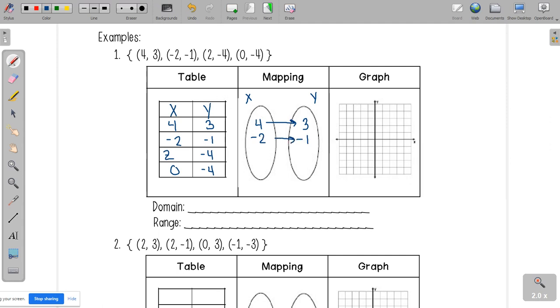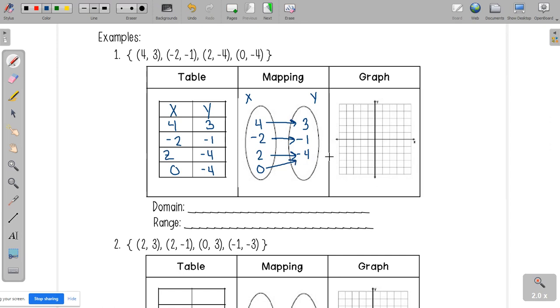Show the mapping. Show the arrow. Then we have 2, -4. We're going to show the mapping. And lastly, 0, -4. But we already have -4, so we don't list it again. We just show the arrow going there.